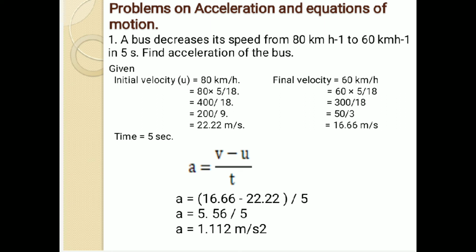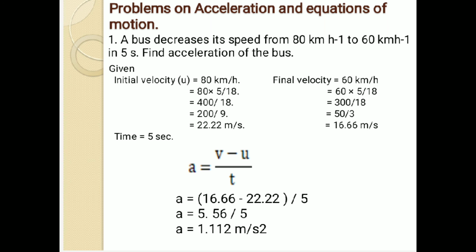Next, the final velocity is also 60 kilometer per hour. If we convert it into meter per second, we have to multiply by 5 divided by 18. So we will get the answer 16.66 meter per second. Next, substitute the values. The time they have given is 5 seconds. Substitute the values of initial and final velocity. A is equal to (v minus u) by t. Substitute here, and you will get the answer: acceleration is equal to 1.112 meter per second square.